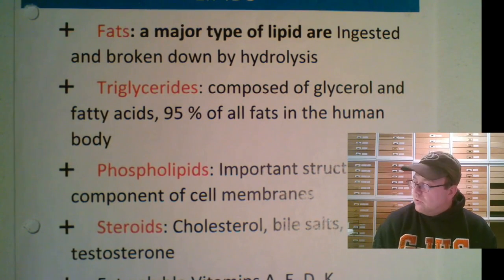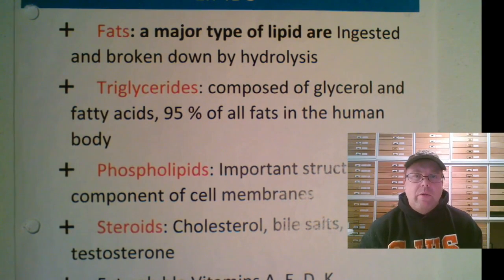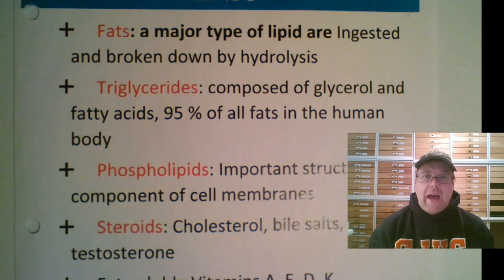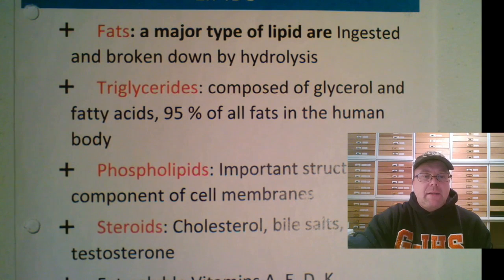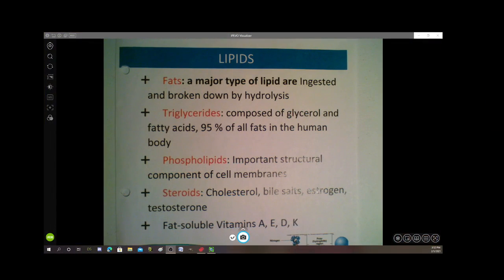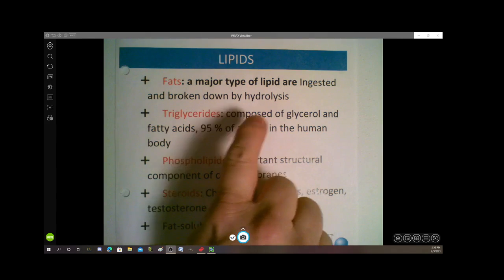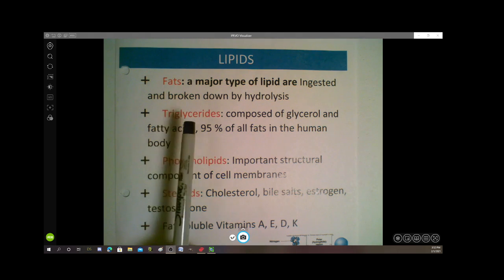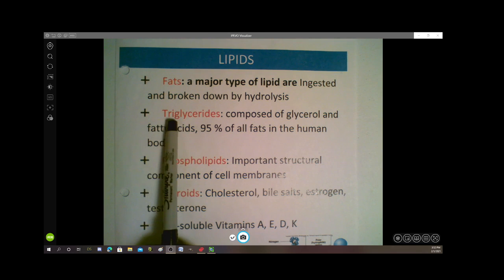So let's move on to handout 2I, which is going to be talking about the next biomolecule, fat. Fat is also known as lipids. So I just wrote here that fats are a major type of lipid that are ingested by our body and broken down. There are parts of our body that obviously are made up of fat. You think of body fat. Body fat is a type of fat called triglycerides.